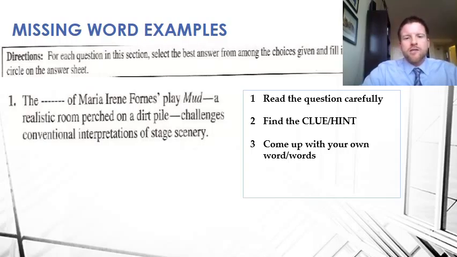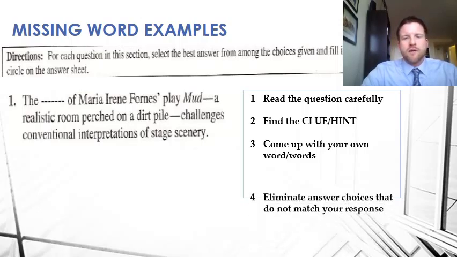And what does it do? Well, it challenges conventional interpretations of stage scenery. So it challenges conventional interpretations. It is not normal. It's not the obvious way to go about stage scenery. It's somewhat different, right? So what is it though? It's a realistic room perched on a dirt pile, something about a play. Okay, so what is that? Well, it's the place, right? It's the stage scenery, it's the place that the play happens.